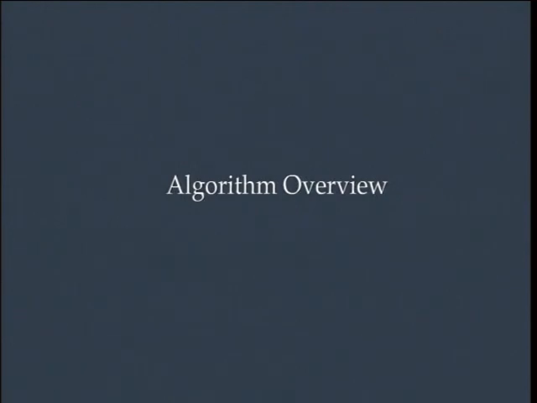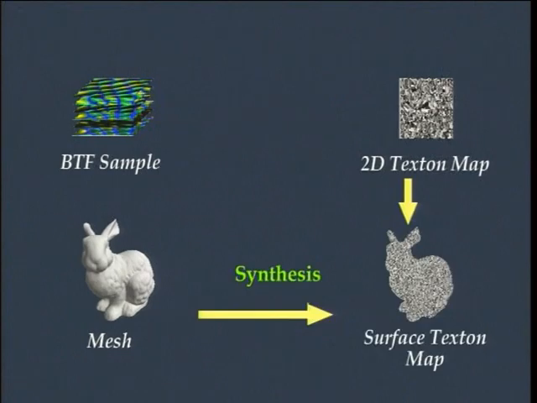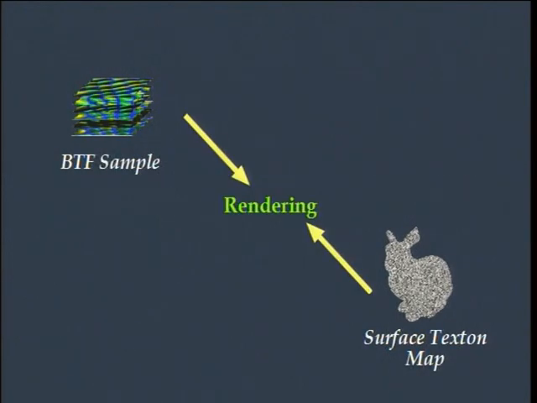Our algorithm directly synthesizes BTFs on surfaces using textons. From the sample BTF, we first perform texton analysis to extract textons and generate a 2D texton map representing the sample BTF. From the 2D texton map, we synthesize a surface texton map on the target surface. The surface texton map is a compact representation of the surface BTF to be synthesized. We can efficiently render the surface BTF using the surface texton map and the sample BTF.